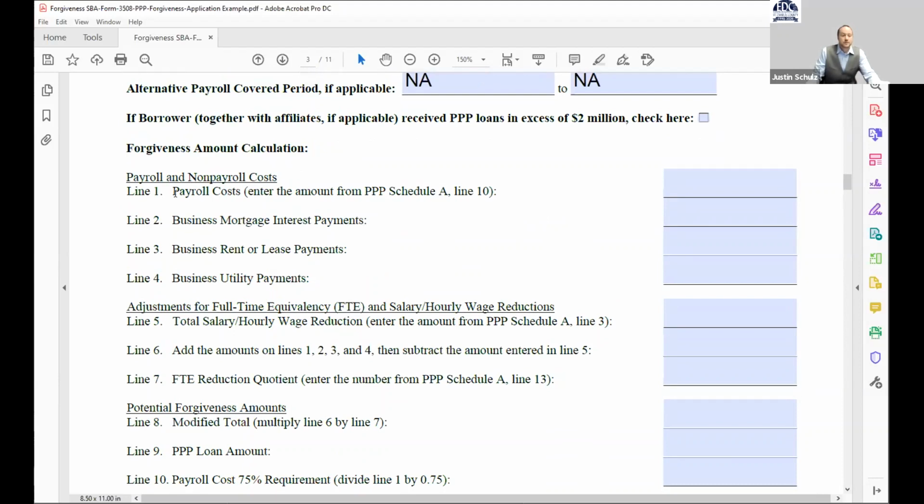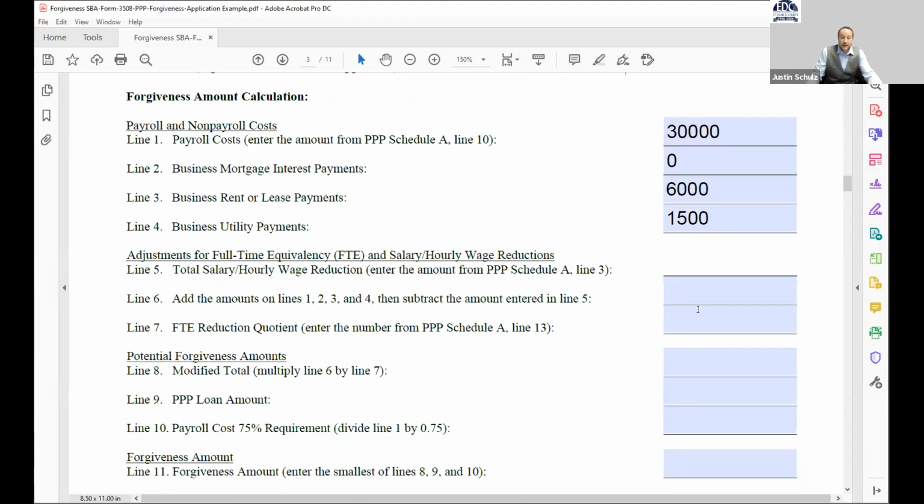All right. So now we're going to line 1, which is payroll costs. This is just from the next schedule, line 10. If you remember, our payroll cost was that nice, even $30,000 amount. In this example, I am saying that they do not own their own building and do not have mortgage interest expense. They do rent a place, and over that 8-week period, they paid $6,000 in rent. The utility payments were $1,500. Now we're going to the adjustments for the FTE and hourly wage reductions.